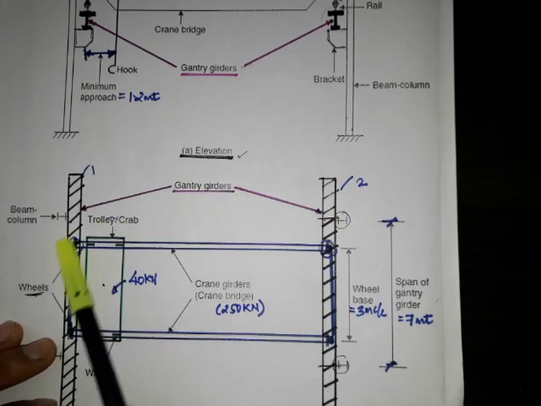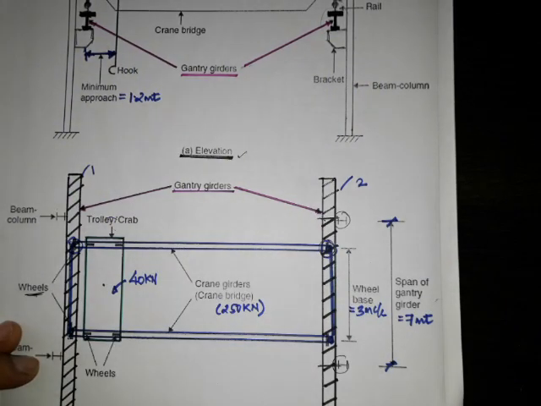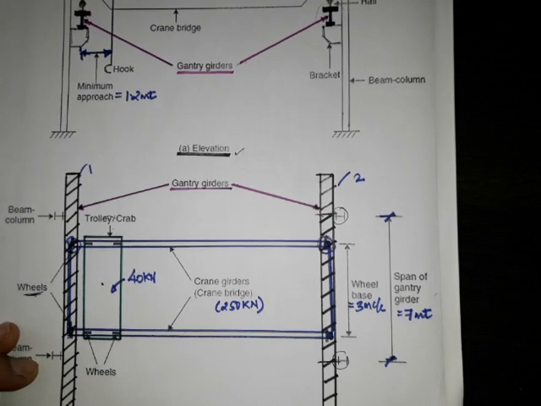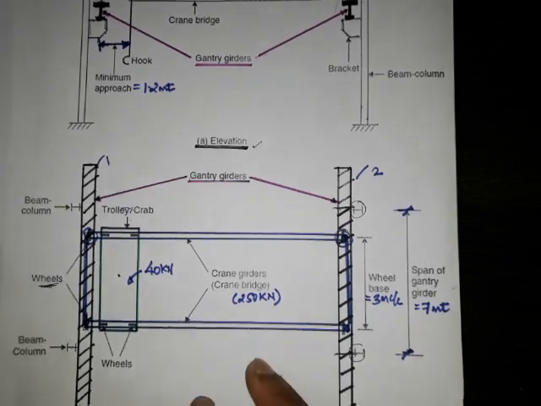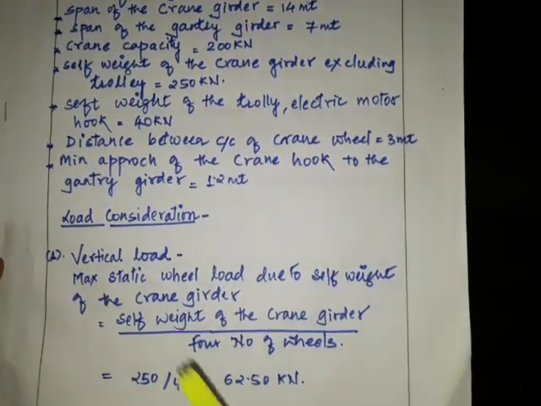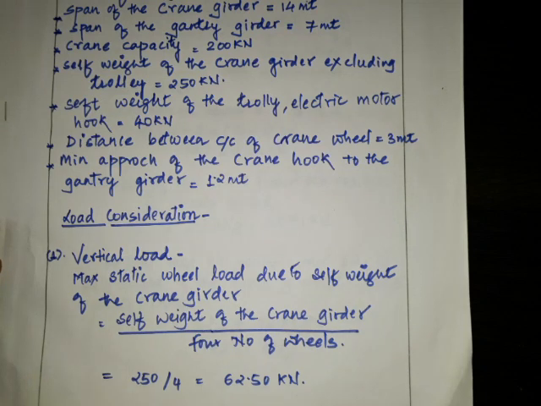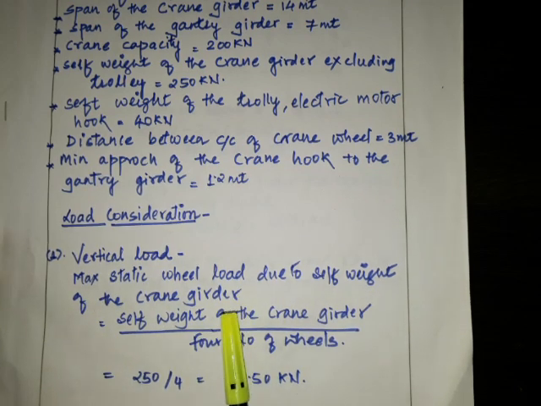So the same, according to the given data, we have considered and we have transferred the load over the gantry girder. So I'll just revise those parts also. Okay. So here we have the load consideration. As I told you, first we have to consider the vertical load. Okay. So the maximum static wheel load due to self-weight of the crane girder.